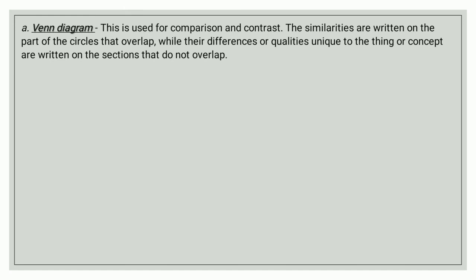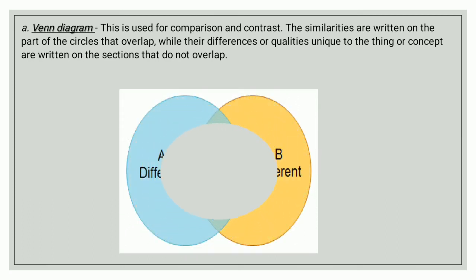Common types of graphic organizers. The first one is the Venn diagram. This is used for comparison and contrast. You can see in the example, the similarities are written on the part of the circles that overlap, while their differences or qualities unique to the thing or concept are written on the sections that do not overlap.